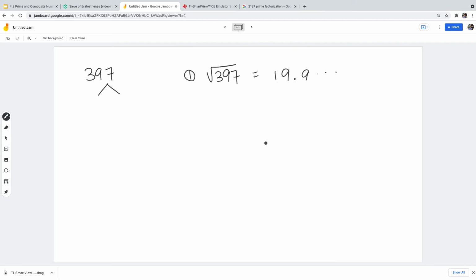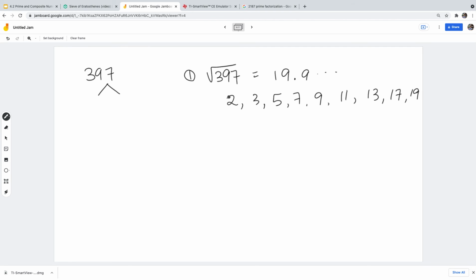So let's do the square root of 397, and I have 19.9. So what we're gonna check is only the whole numbers up to 19.9. What are the prime numbers up to that number? 2, 3, 5, 7, 11, 13, 17, and 19. These are the only prime numbers that are less than or equal to 19.9, right? So we're just gonna check whether 397 is divisible by any of these numbers.